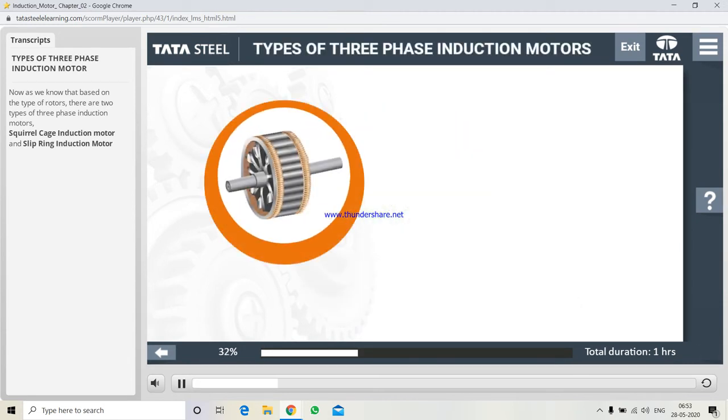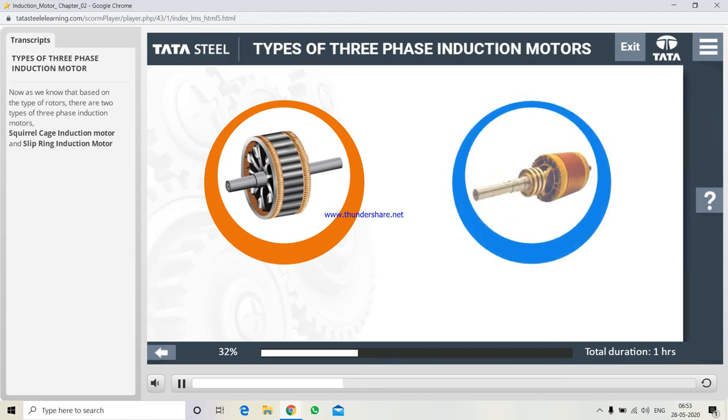Now, as we know, based on the type of rotors, there are two types of three-phase induction motors: squirrel cage induction motor and slip ring induction motor. Click each circle to know more.